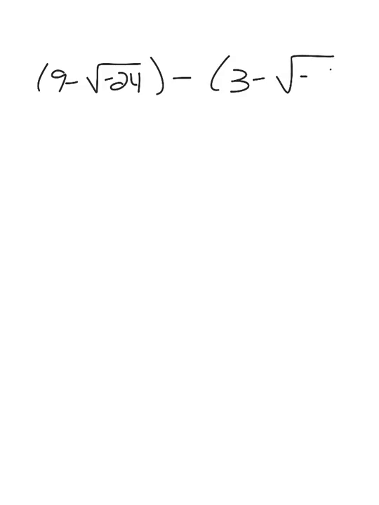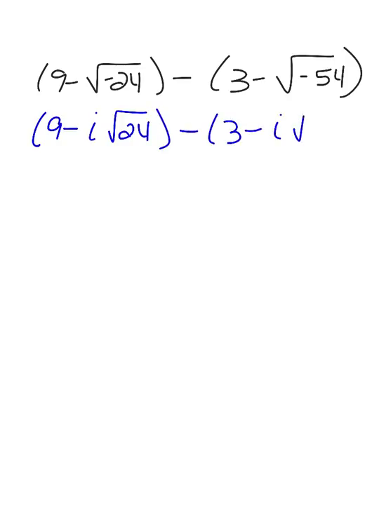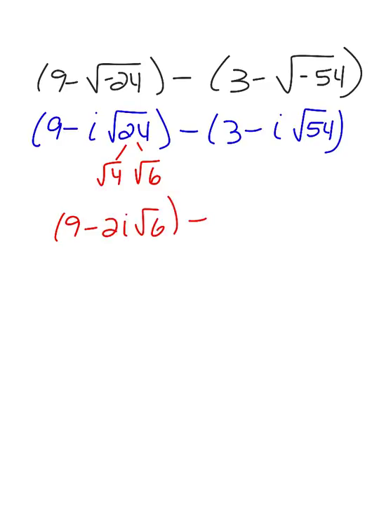Okay, let's take a look at F. So F is 9 minus the square root of negative 24 minus 3 minus the square root of negative 54. All right, so those radicals are not perfect squares. So this is 9 minus i, the square root of 24, minus 3 minus i, the square root of 54. So we have to simplify those radicals. So this is square root of 4, square root of 6. So that is 9 minus 2i, the square root of 6, minus 54 is the square root of 9 times the square root of 6. So it's 3 minus 3i, the square root of 6.